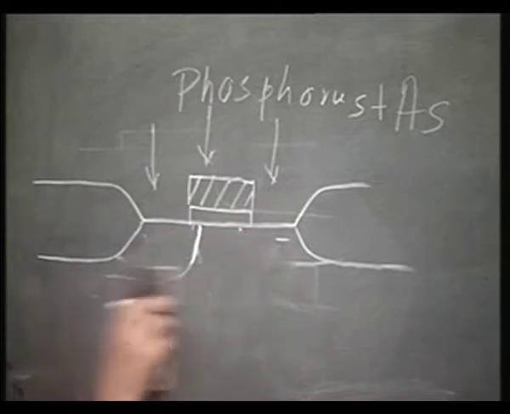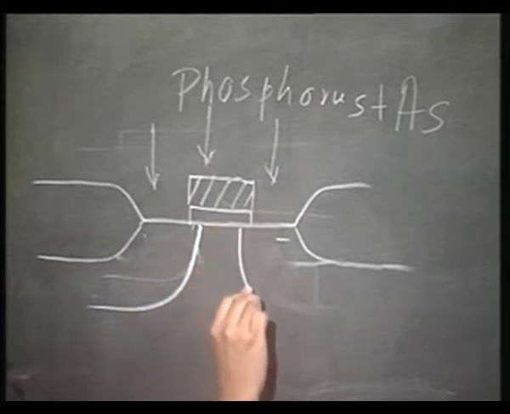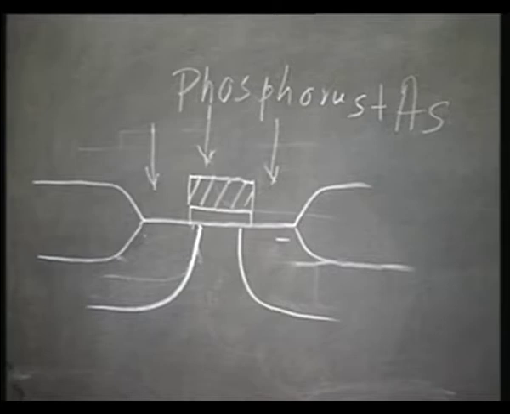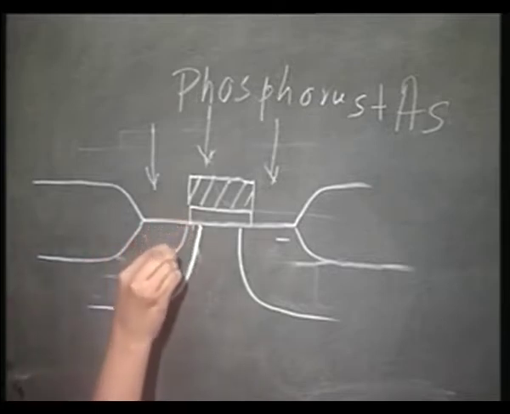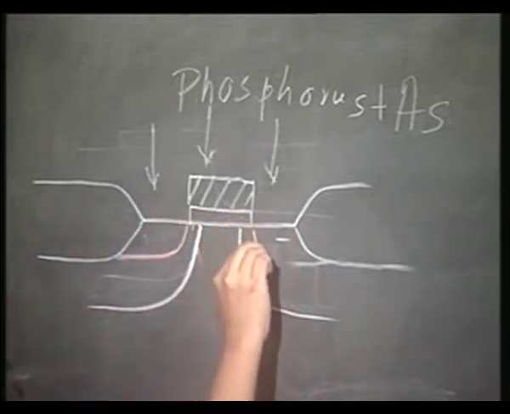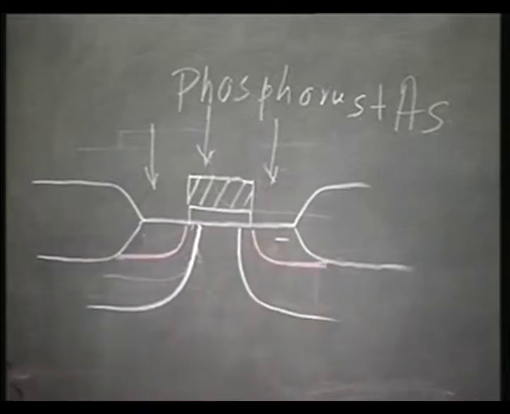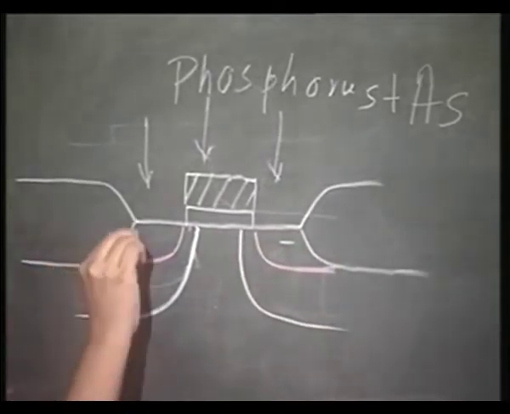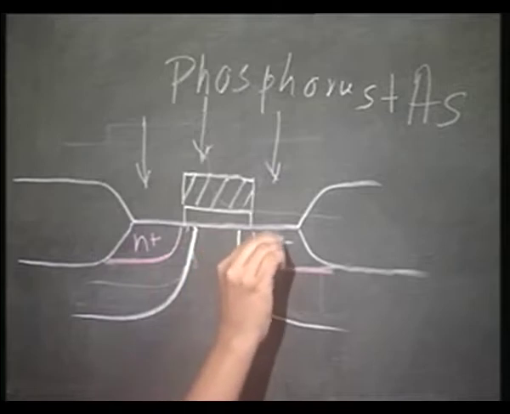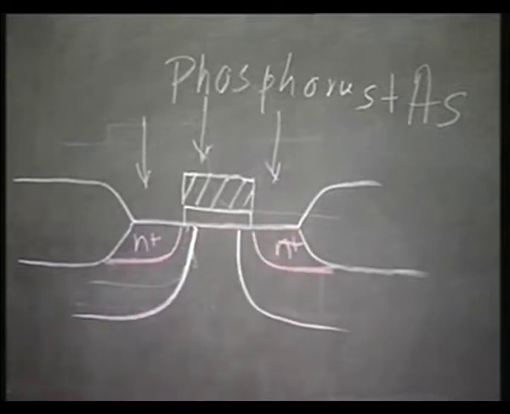This will be a deeper... okay, and you have arsenic, so this portion is N plus, this portion is N plus and this is N minus, N minus. Same thing is again established.